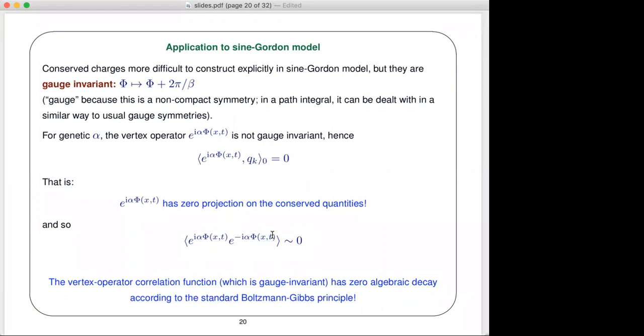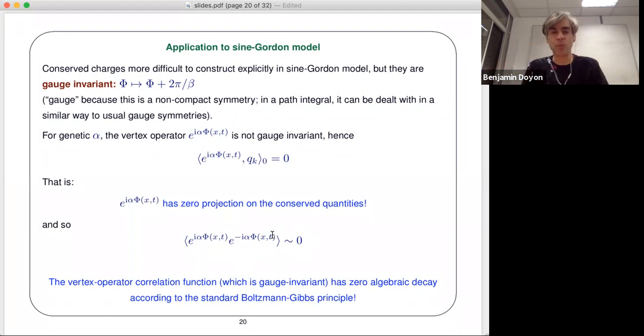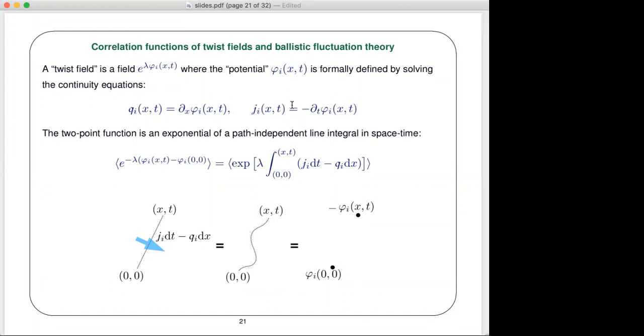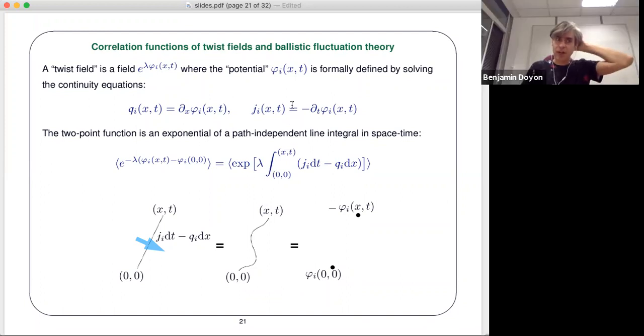So indeed, this kind of simple principle tells us that there's no algebraic decay. Now, how do we get to this exponential decay? So we have to use other hydrodynamic principles. What are the other hydro principles that we're using? The main principle is about large-scale fluctuations. So what we do is the following. In both cases, sigma plus, sigma minus, and e to the i alpha phi, these are actually twist fields.